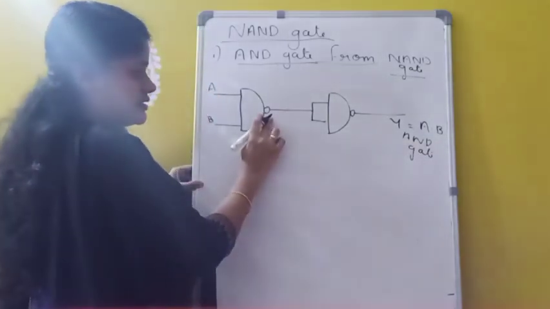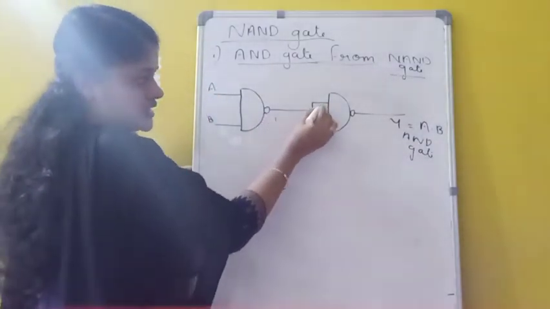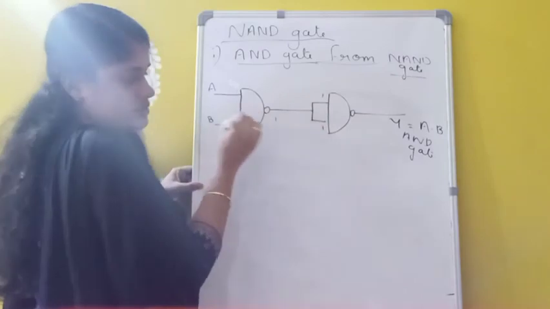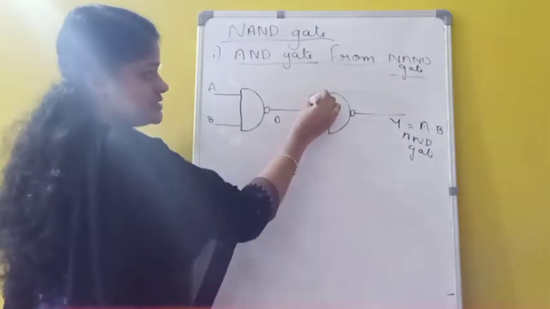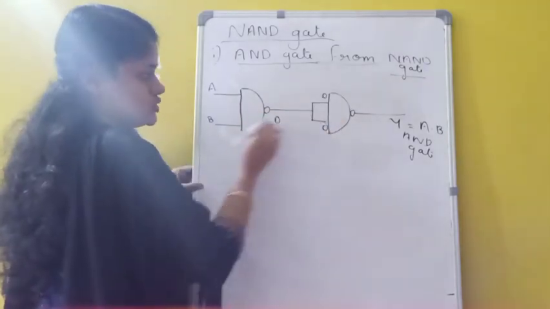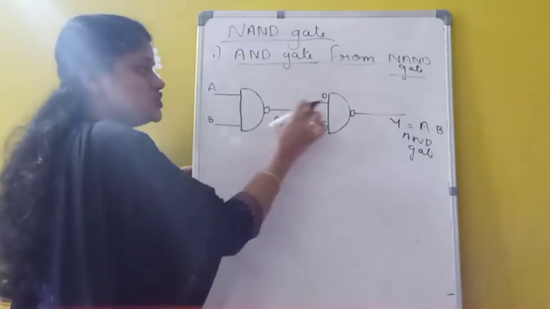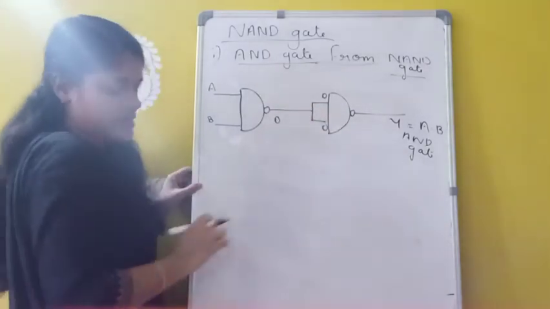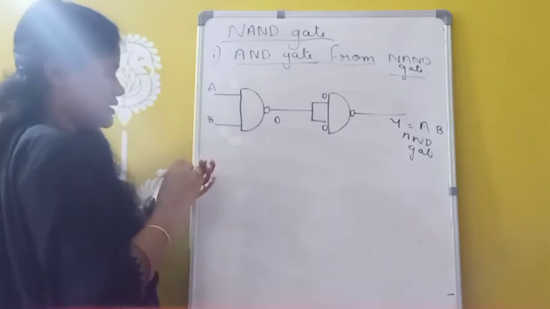Suppose here the output we are getting is 1, then both the inputs will be 1. Suppose here we are getting output 0, then both the inputs will be 0. So like this, using two NAND gates we can derive the AND gate. Similarly, next one.